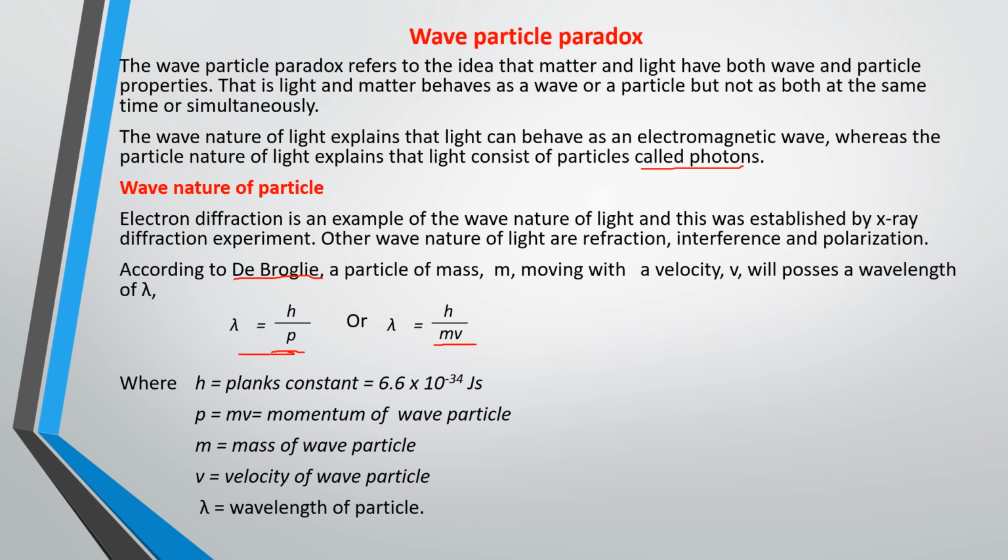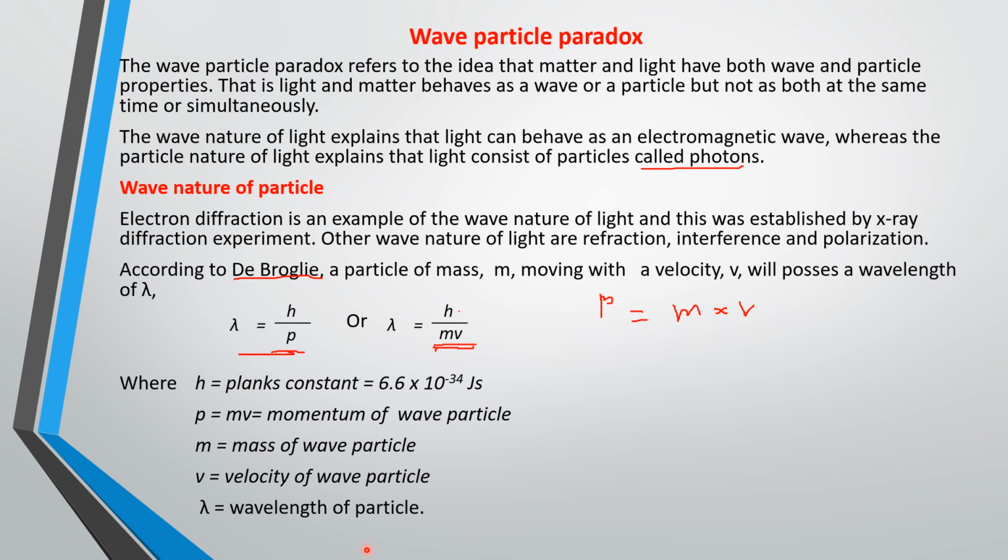I know that momentum is equal to mass times velocity. So that is why lambda is equal to h over p, or lambda is equal to h over mv, where mv is the momentum. Now h is Planck's constant, and it has a value of 6.6 times 10 to the power minus 34 joule-seconds. mv is the momentum of the wave particle, m is the mass, v is the velocity of the wave particle, and lambda is the wavelength.